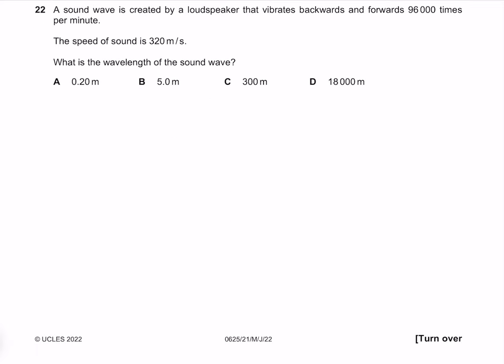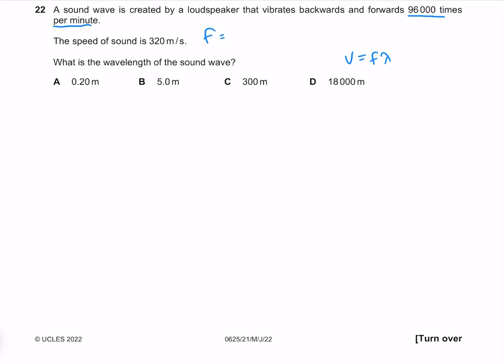A sound wave is created by a loudspeaker that vibrates backwards and forwards 96,000 times per minute. The speed of sound is 320 meters per second. What is the wavelength of the sound wave? We know that the velocity of the wave is equal to the frequency times the wavelength, where our frequency here is given in per minutes.